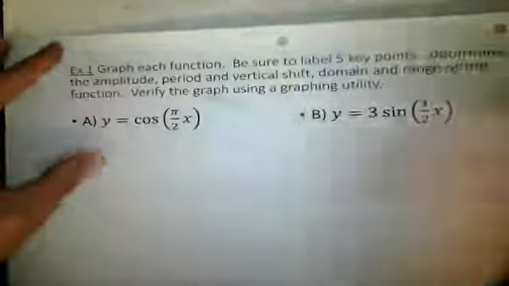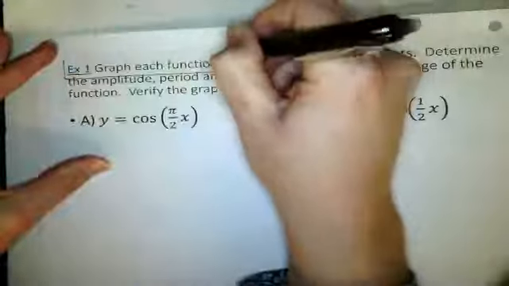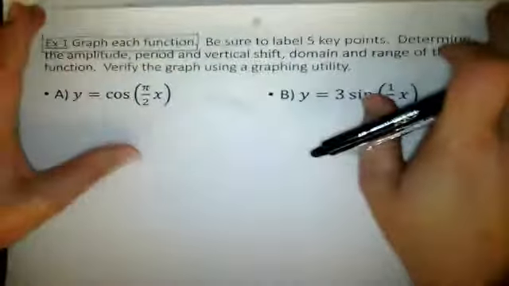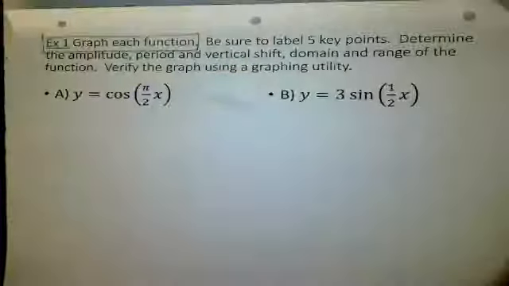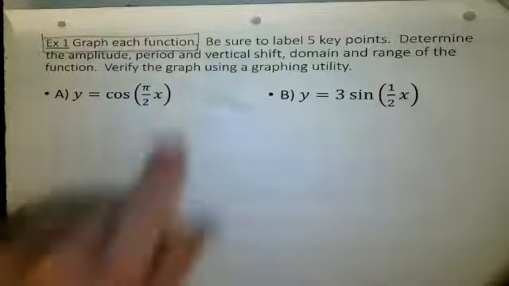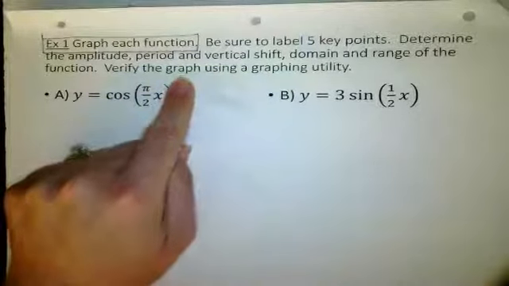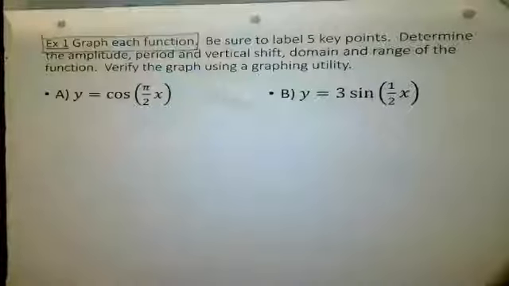So let's do some practicing here. Example 1, graph. And again, you don't have to write all these words. Just graph it and do it exactly like I do it. We're going to make sure we label 5 key points. Those are the 5 dots that we're going to connect. We're going to determine the amplitude, period, the vertical shift, domain, and range of the function. And of course, when in doubt, absolutely know how to graph it on your calculators. Okay.